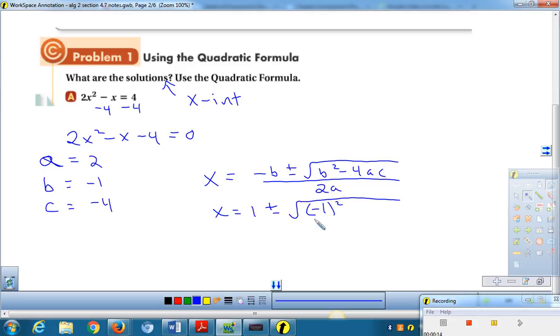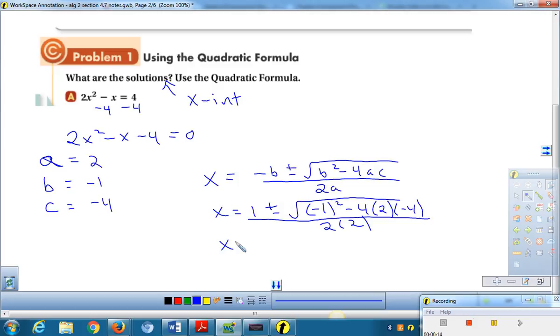When you put this in your calculator, if you don't have your parentheses around the negative 1, it will give you a negative there, because it will square first and then multiply by negative 1. So remind yourself to put the parentheses in. Minus 4 times 2 times negative 4, all over 2 times 2. Right now, at this point, you would have 3.5 out of 5 points.